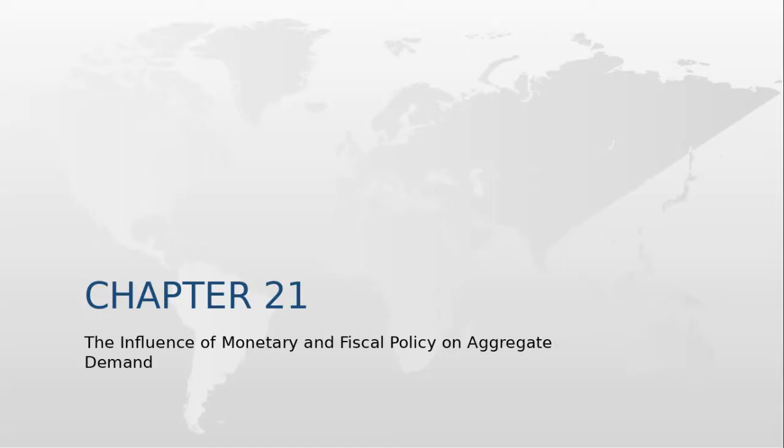Hi all. So today we're going to get into actually my favorite chapter of the text. This is where we put everything we've talked about up to this point together to explore how policymakers can affect and influence aggregate demand and attempt to offset recessions. And the ways we can do this is through the monetary and fiscal policies we've discussed up to this point.